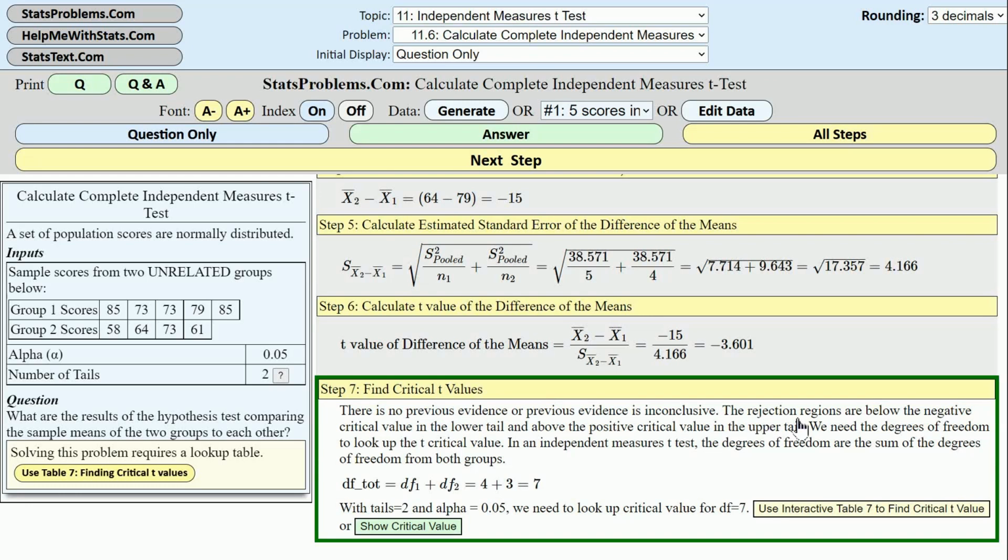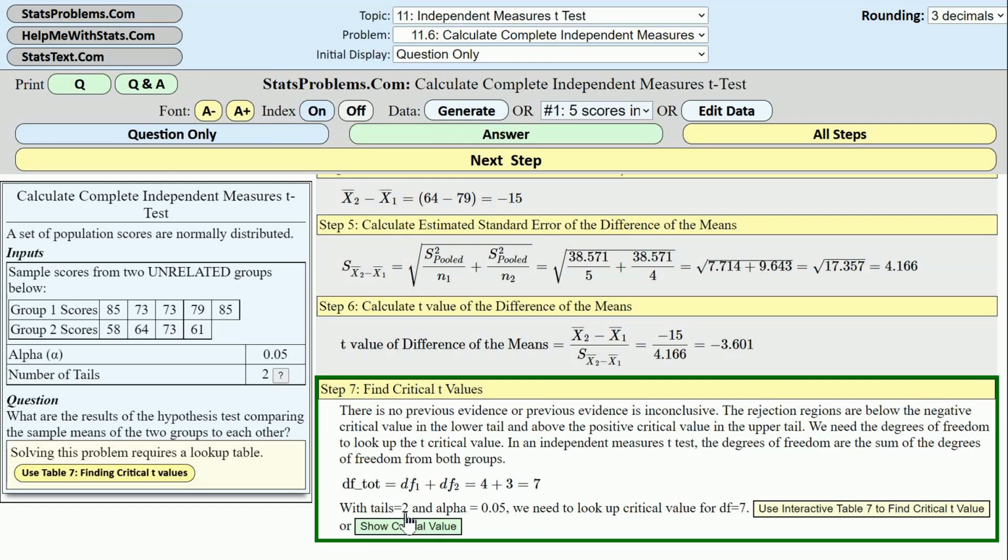The rejection regions are below the negative critical value in the lower tail and above the positive critical value in the upper tail. We need degrees of freedom to look up the t-critical value. Degrees of freedom total, df tot, equals the degrees of freedom from both groups added together, which is df1 plus df2, which is 4 plus 3, which works out to 7.